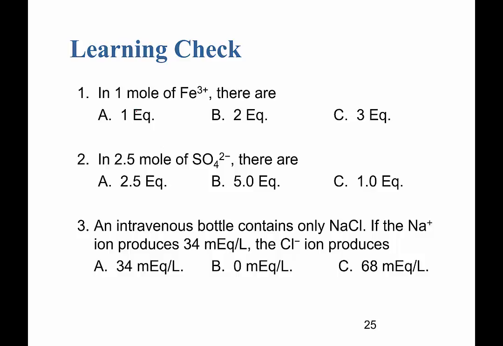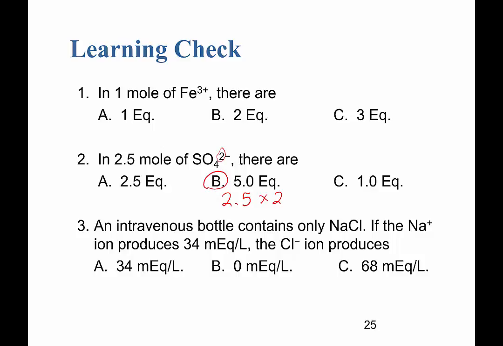All right, so back to equivalents. If I have 1 mole of Fe+3, how many equivalents are there? Well, that's the charge, so there has to be 3. Now in this case, if I have 1 mole, I have 3 equivalents, but I have 2.5 moles. So 2.5 moles times 3 equivalents for each mole is going to tell me that I have 7.5 equivalents.